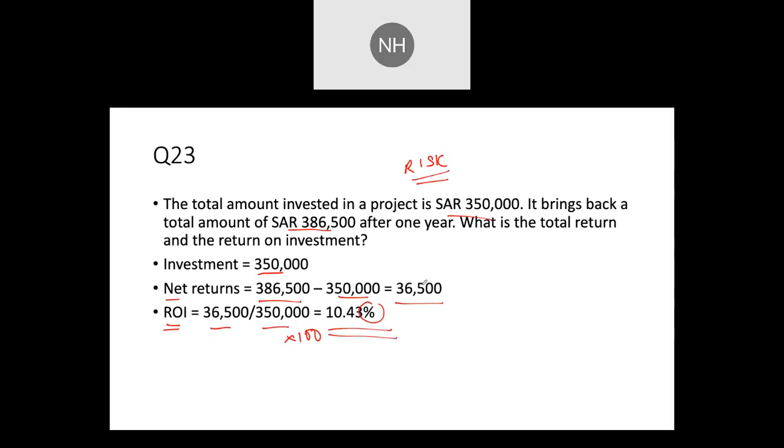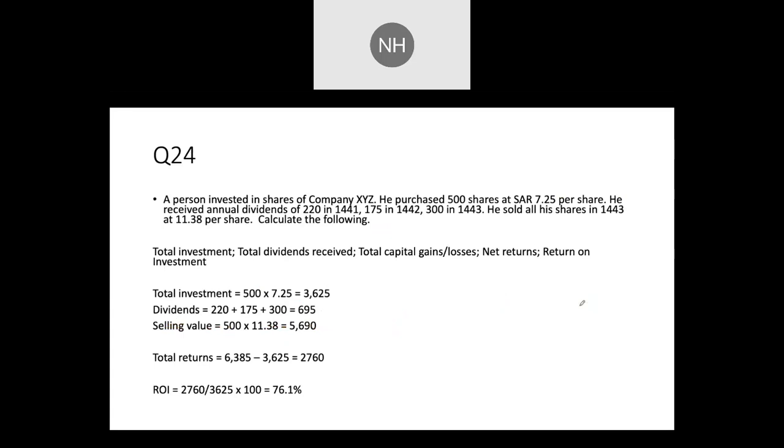Now this percentage is very important because now we can compare one project with another. If the ROI of one project is 10.4 and the other is 13, then what will we choose? We'll choose the higher one, the higher return on investment. So this is the question on returns. Now question number 24. In these questions also, you have to just cross-check, because I have done it fast.